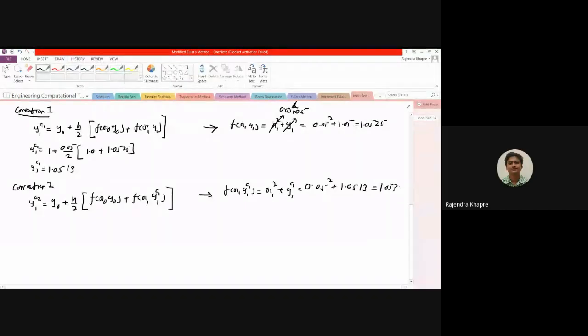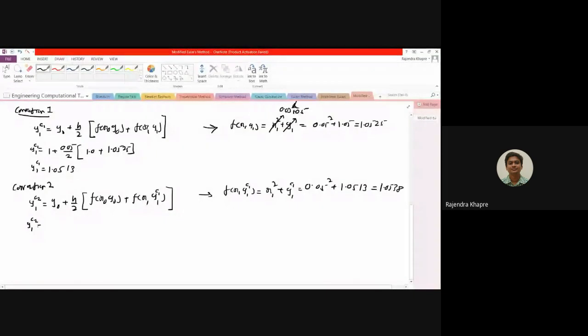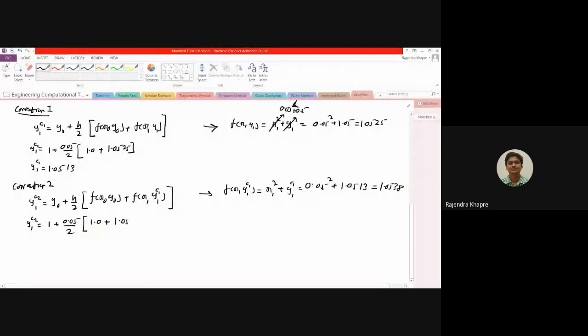1.0538. Okay, so if you substitute this, y1 corrected for the second time will be 1 plus 0.05 divided by 2 into 1.0538. Okay, so how much is y1 corrected for the second time? 1.0513. Is it okay, students? Someone please verify this. Yes, sir.